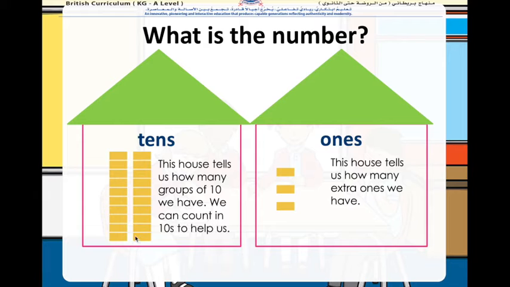We count in tens to find the answer. So now here we say we have 10 and 20. So we have 20 and then we count the extra ones. So 20, 21, 22 and 23. And that is how we found the number. So we can say that this number over here is 23.